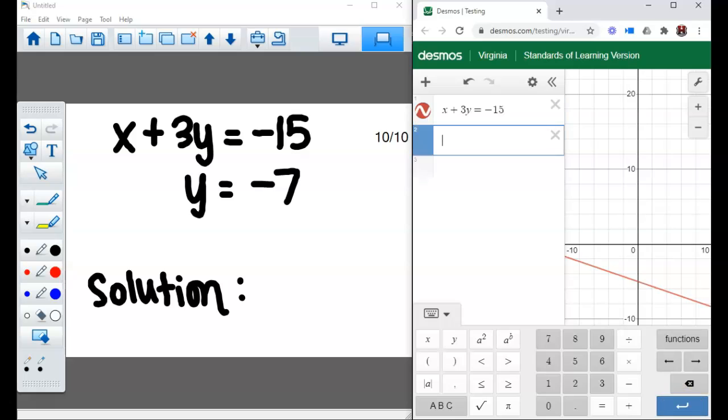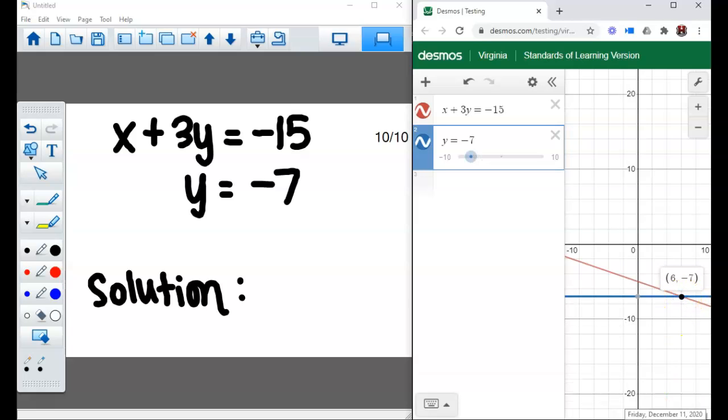Notice that line is shown in red. Second equation is y equals negative 7, shown in blue. So over here I see my two lines. I see the red, I see the blue. To get the solution, I want to know where they cross, which is right here. So when I click on that point, I find out the solution would be the point (6, negative 7).